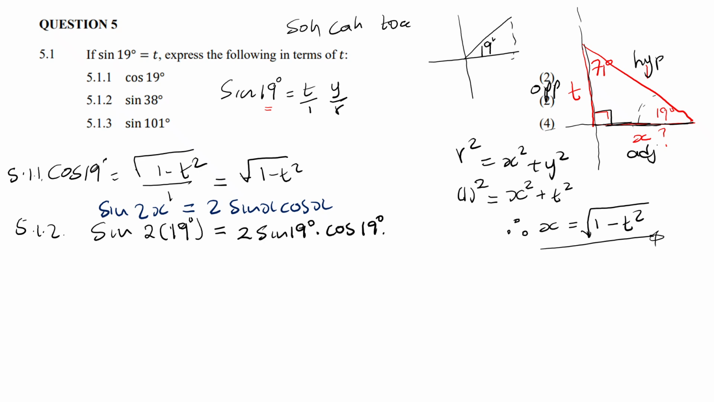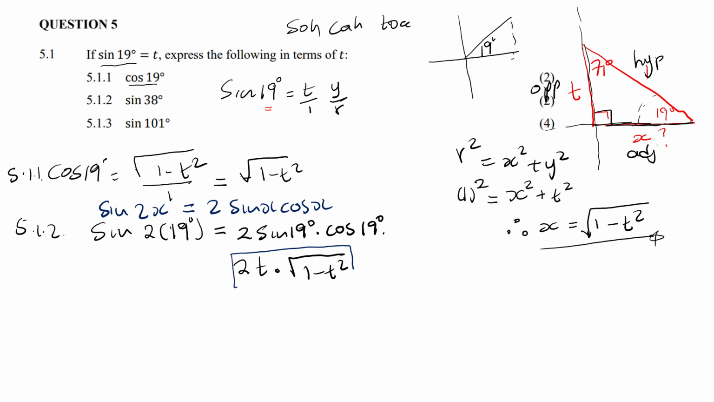Okay, I'm not going to stress about the sine 19 and the cos 19 because already we know that sine 19 was given as t. So this will be 2, where the sine 19 I'm going to put t, multiplied by the cos 19. Cos 19 is what we calculated on 5.1.1, and we said this is the root of 1 minus t squared. So this here should be your final answer for 5.1.2.